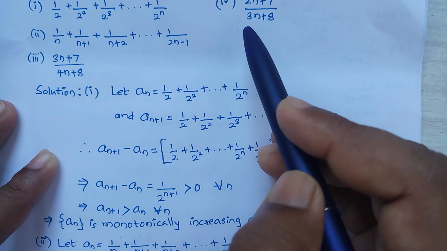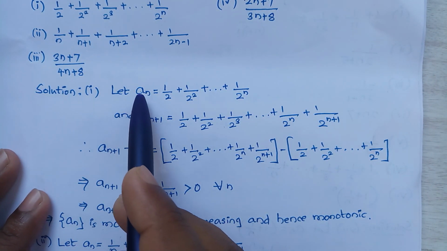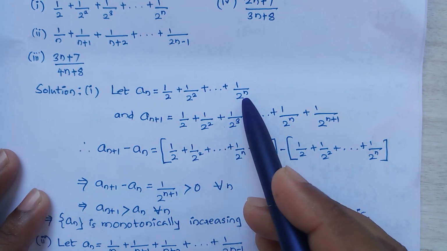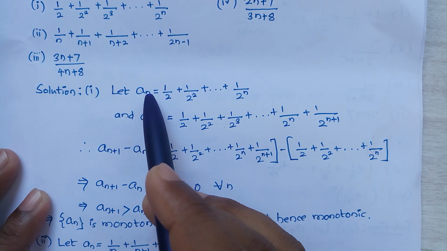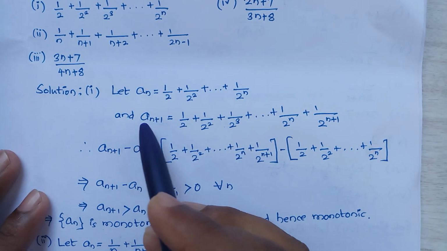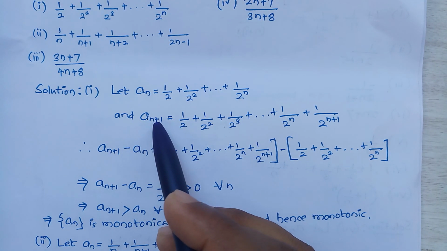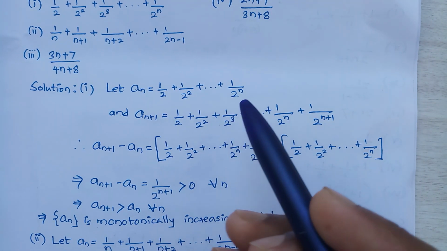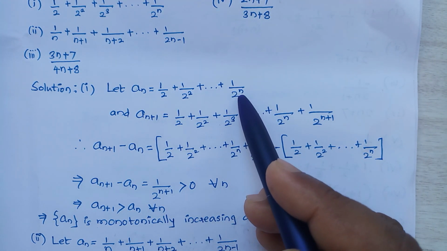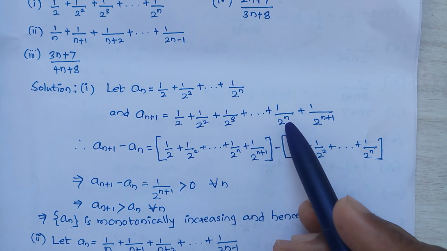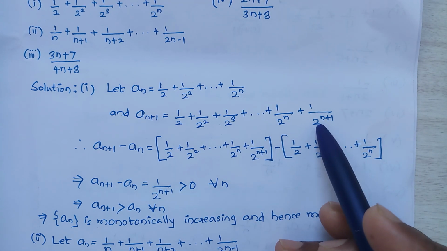So the solution for the first example: let a_n = 1/2 + 1/2^2 + ... + 1/2^n. Now replace n with n+1, so the equation becomes a_(n+1) = 1/2 + 1/2^2 + 1/2^3 + ... + 1/2^n + 1/2^(n+1). The last term before that is 1/2^n, and the new last term is 1/2^(n+1).